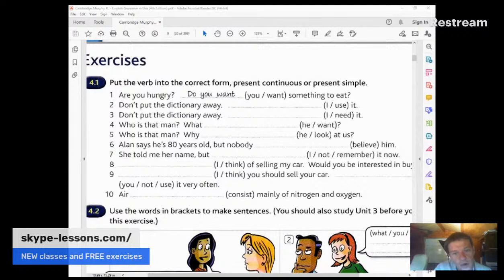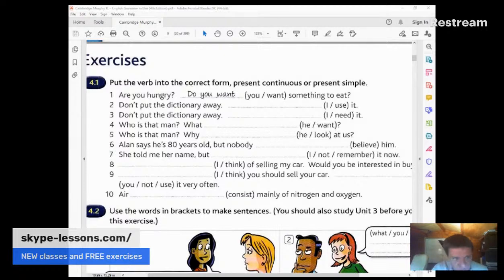I am thinking of selling my car, or I am thinking about selling my car is a plan, so it's dynamic. But I think you should sell your car. It is an opinion. Yeah, I am of the opinion that you should sell your car. So it's not a plan. If it's a plan, it's dynamic with think. And if it's an opinion, it's stative with think. So air consists mainly of nitrogen and oxygen. Consists is stative, is a state, what something consists of. So consist is stative as well.